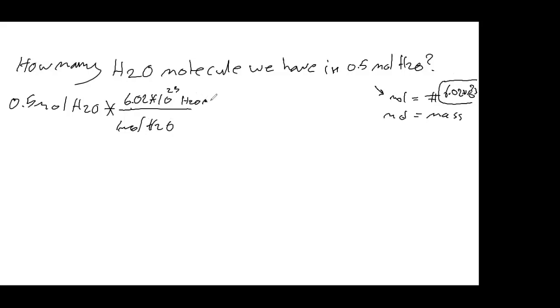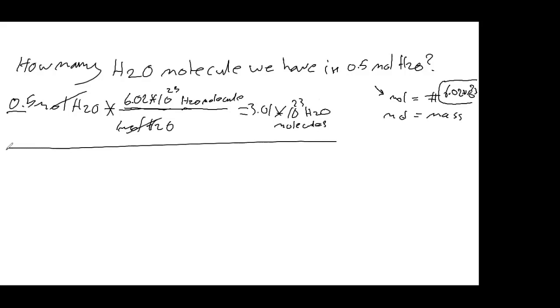H2O molecule. Now, cancel mole H2O with mole H2O. Do the math. 0.5 times this number here will give us approximately 3.01 times 10 to the power 23 H2O molecules. Guys, always check the number after me because I'm not using the calculator right now. Okay, let's keep going and practice with another example.